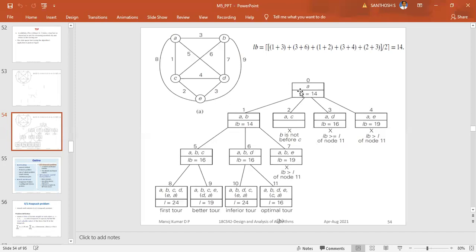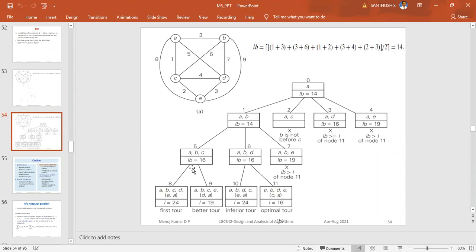So how do you get this particular thing? A to D, so that is equal to 16. So LB is greater than or equal to 11. So A to E, you're getting it as 19. So now you come for the three combinations, ABC, ABD, ABE. So its lower bound is given like this.